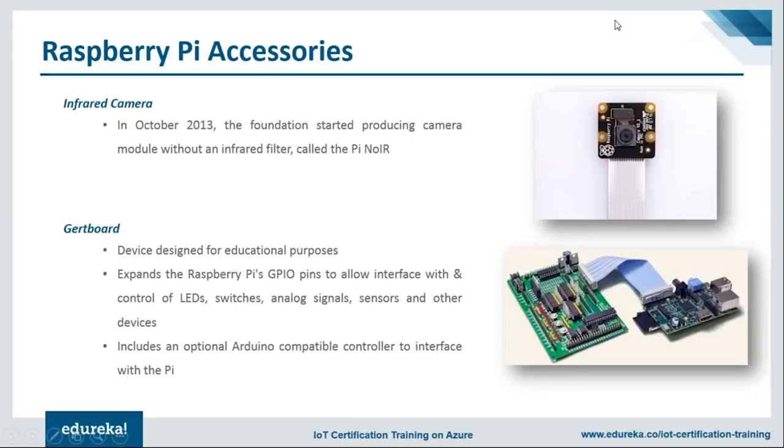Now, the final accessory and one of the most interesting and essential accessories to the Raspberry Pi is the GURD board. Basically, it is used for educational purposes and it helps you expand the operations done using the general input output pins here. So using this, you can connect to various LEDs, switches, analog devices, sensors, and much more. This also helps you connect to Arduino, which is also another DIY hardware device which has gained a lot of popularity, but in comparison to Raspberry Pi, Arduino is still at a growing stage.